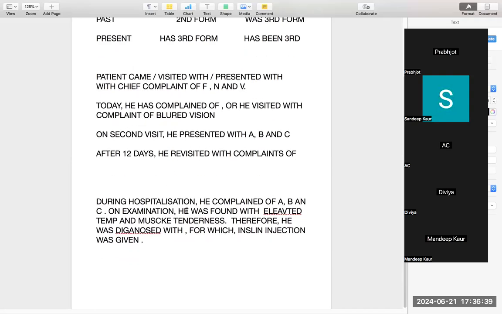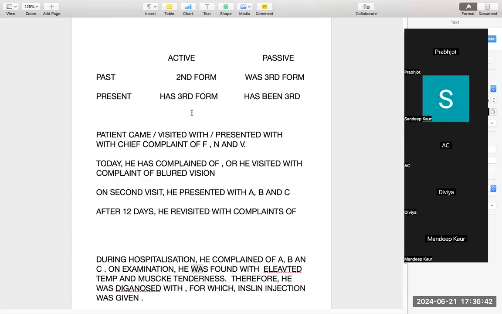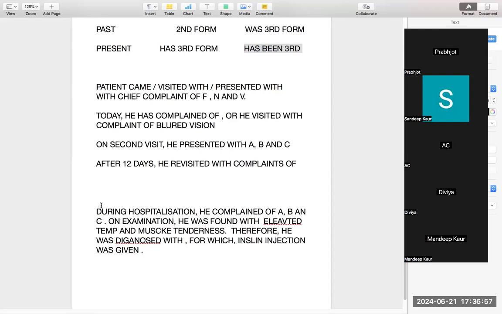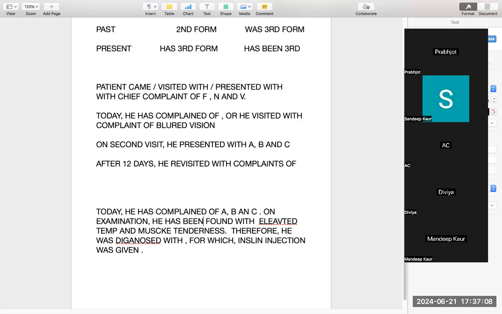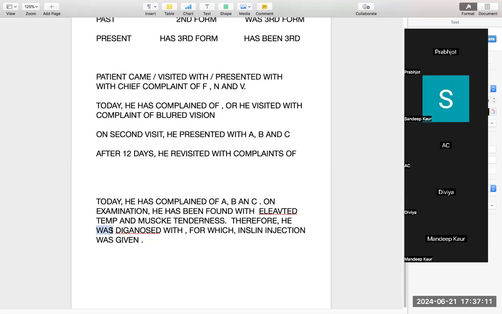And when it comes to passive voice on examination, can you help me, guys? What should I replace was with? Was plus third form will become has been plus third form. Today he has complained of this thing. So today he has complained, and then on examination he has been found with. Therefore, he has been diagnosed with this, for which insulin injection has been given. That is the only grammar of OET.